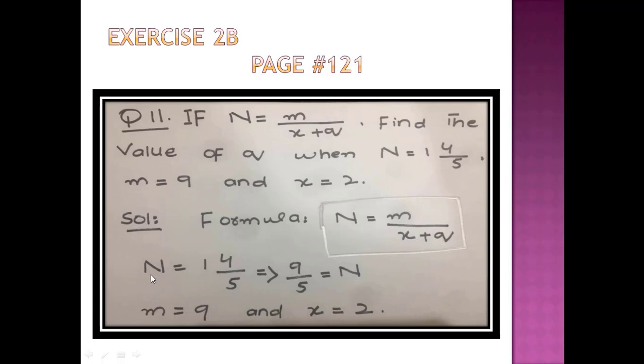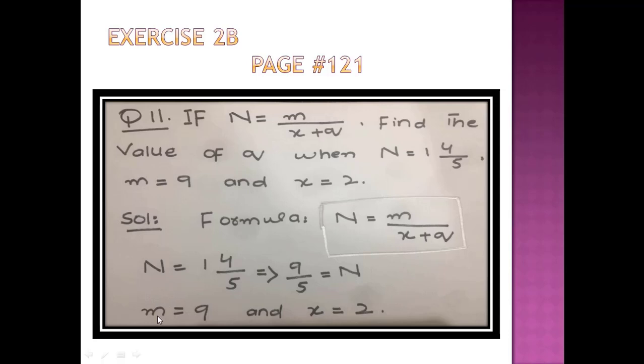Over here if you see, n is equal to 1 and 4 over 5. It's called what? This fraction is called an improper fraction. सबसे पहले हमने अपने क्वेश्चंस को सिंप्लीफाई करना होता है. So if we simplify it, 5 ones are 5, 5 plus 4, like 9 over 5 is equal to n.